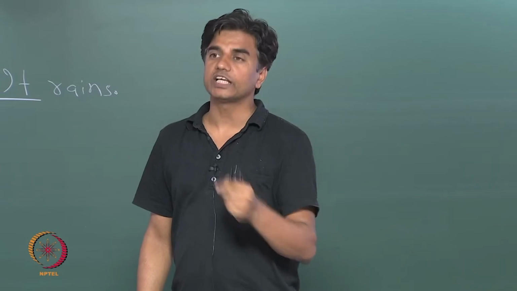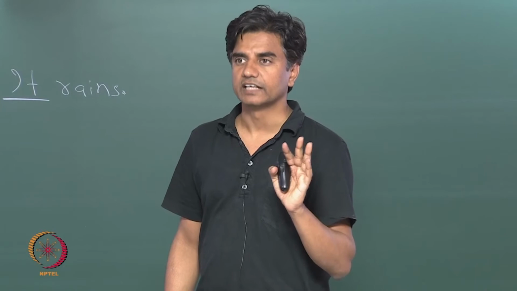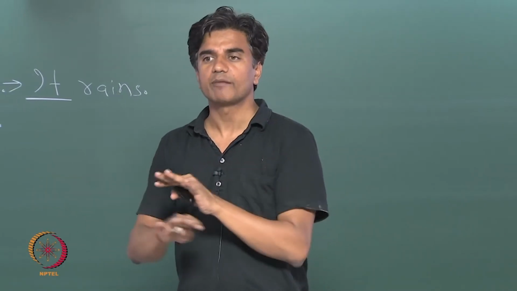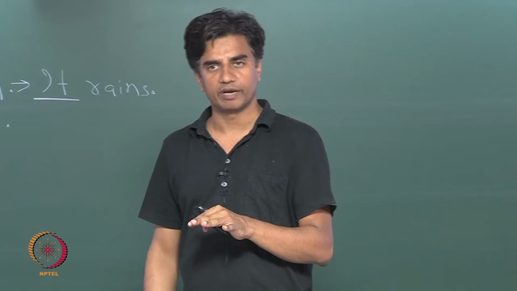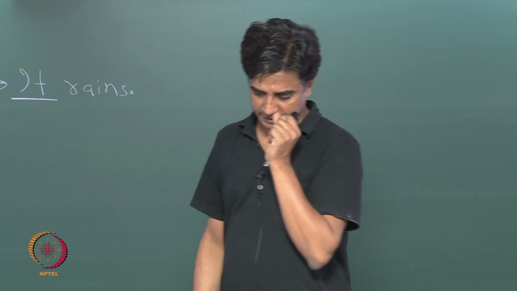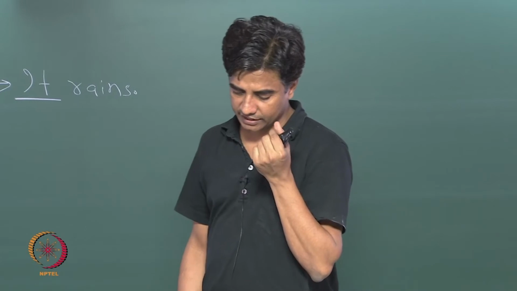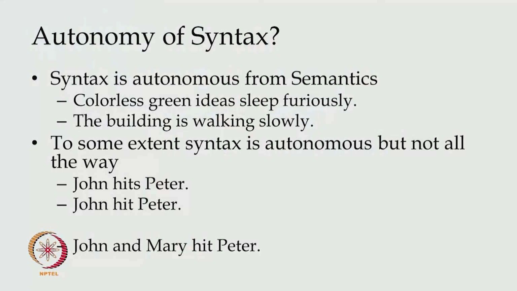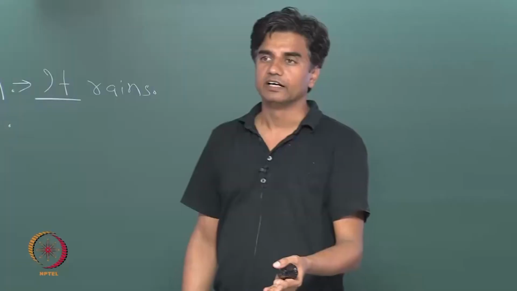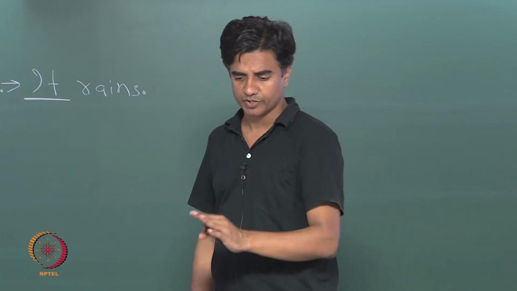There are going to be two positions. One is that syntax is completely autonomous. That is, there is no overlap between syntax and semantics. Semantics is an independent thing, and syntax is independent of semantics. That's one position. And we have sentences like "colorless green ideas live furiously", or "the building is walking slowly". These sentences, irrespective of the meaning, are grammatically good, right? Which tells us syntax seems to be autonomous.